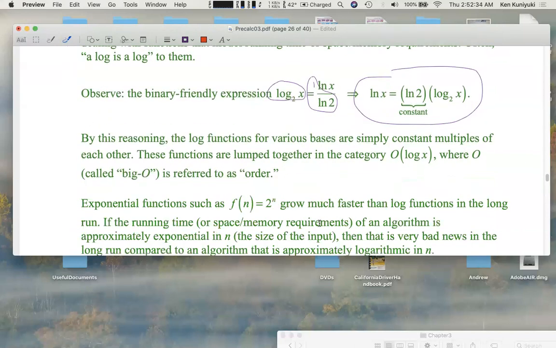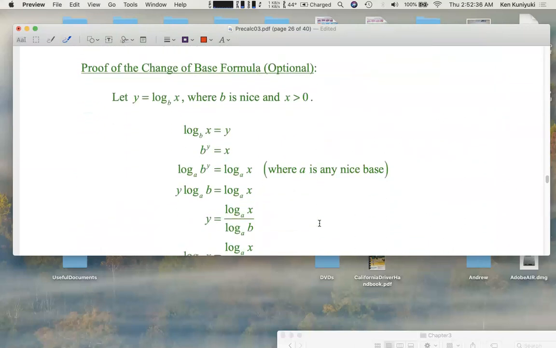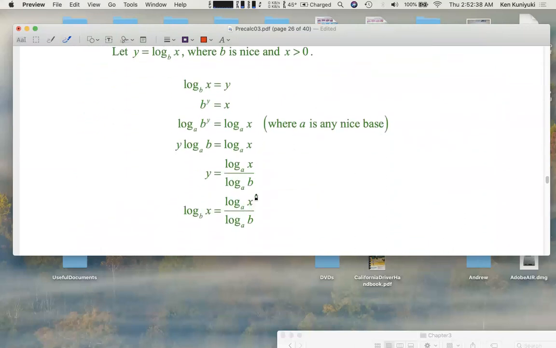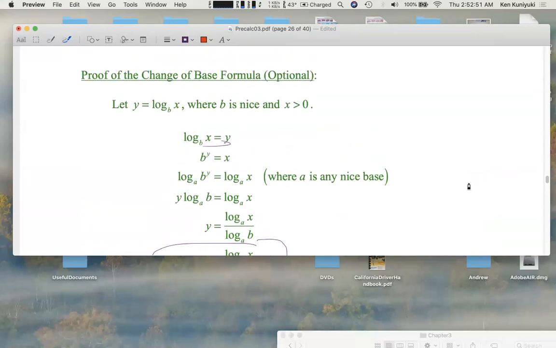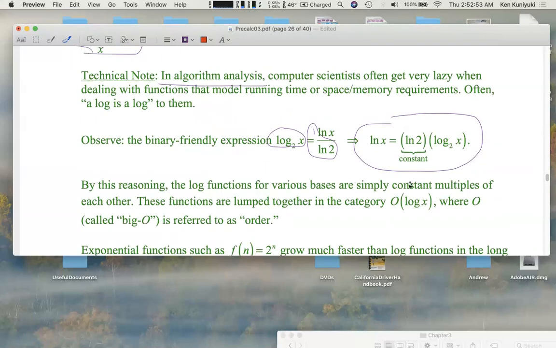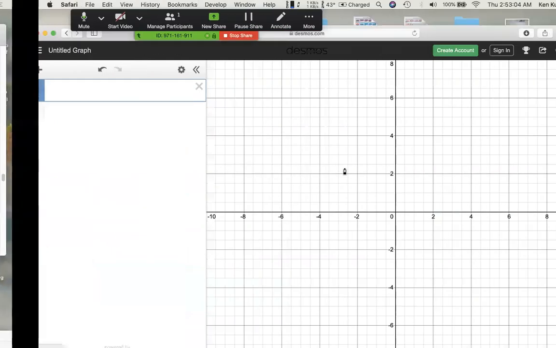And by the way, we have a proof of the change of base formula down here. It comes down to using the zigzag. So you have a statement like this, you zigzag it, you get that, and the proof goes from there. Okay, now I want to go back to this concept, the idea that any basic log function is a constant multiple of any other basic log function, in particular, the natural log function. Let's go to Desmos.